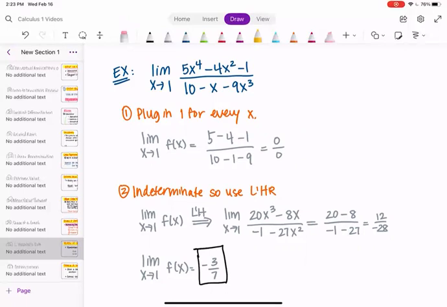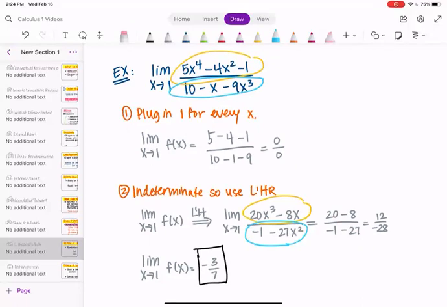So from here, we know that it's 0 over 0, and we know that we need to use L'Hopital's rule. So what we're going to do is take the derivative of this top one, which becomes 20x cubed minus 8x, and that's what we got here. And then we're going to take the derivative of the bottom part, and that's going to be -1 minus 27x squared, and that's what we got here. Again, notice we did not use quotient rule. We did not do low d high minus high d low over low low. We did not do that. We took the derivative of the numerator, put it back in the numerator. We took the derivative of the denominator and put it back in the denominator.